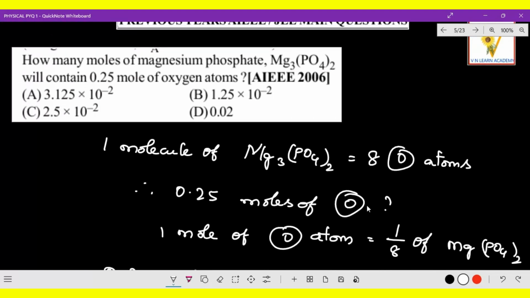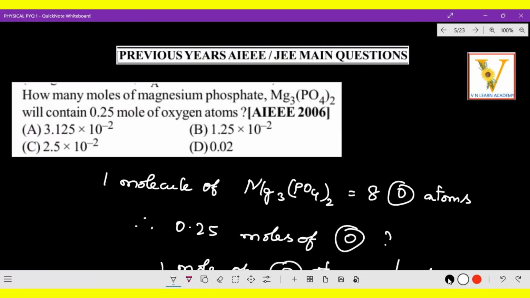Now, which is the correct option? Option A. Yes, we got it, 3.125 into 10 to the power of minus 2. Like that, the answer is showing. So what's your answer? It is correct. Yes, got it. I hope you got all these answers, and I hope you understand also.